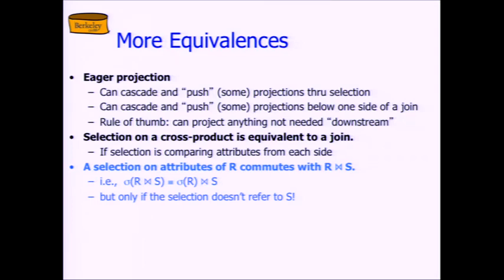But generally speaking, there's often cases where you can push selections down. The other thing to remember is that selection of a cross product is a join. So R cross product S, with selection R dot A equals S dot B, is equivalent to R join on A equals B of S. And that allows us to use our join algorithms and not form cross products. Okay.